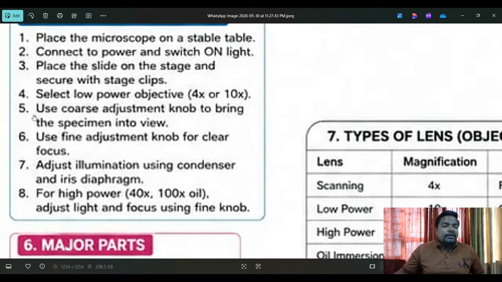Fifth point, use the coarse adjustment knob to bring the specimen into view. Sixth point, use the fine adjustment knob for clear focus. And seventh point, adjust illumination using the condenser and iris diaphragm.